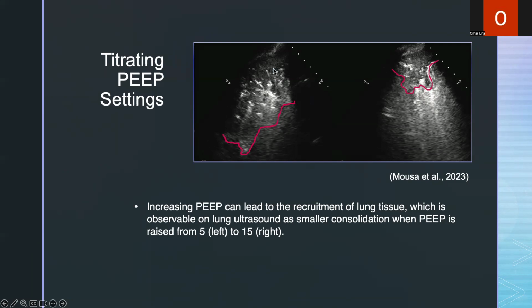As we can see here, sound waves are not able to travel as freely with a PEEP of 5, whereas with a PEEP of 15, we can see sound waves traveling more freely, indicating more aerated lung, indicating recruitment of the lung, which is then a positive correlation to proper PEEP settings under mechanical ventilation.